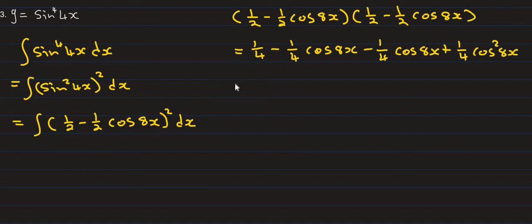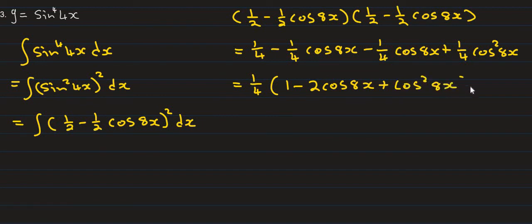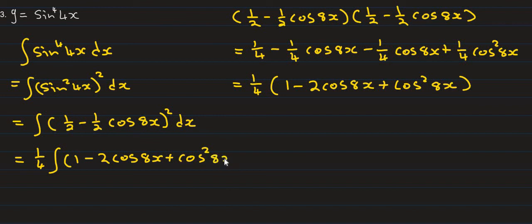Taking 1 over 4 as a common factor, we get 1 minus 2 cos 8x plus cos squared 8x. So we have 1 over 4 as a common factor, and the integral of 1 minus 2 cos 8x plus cos squared 8x, integrated with respect to x.